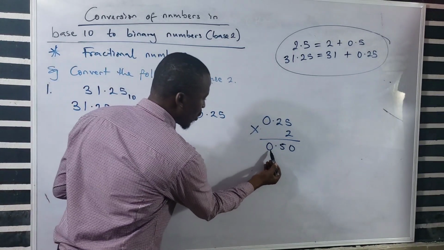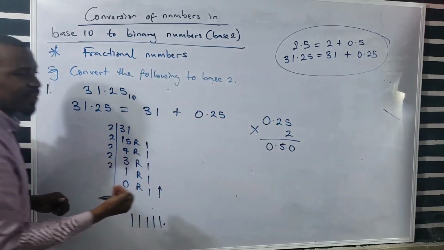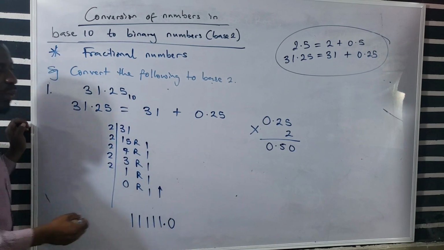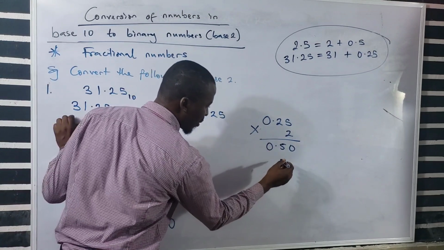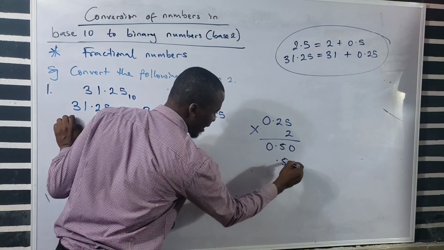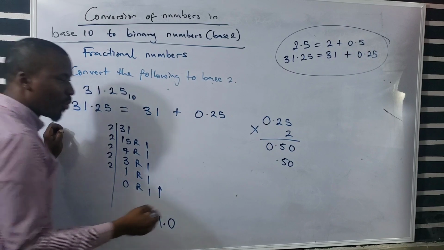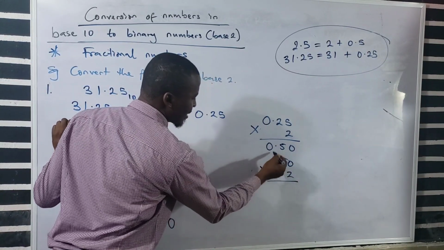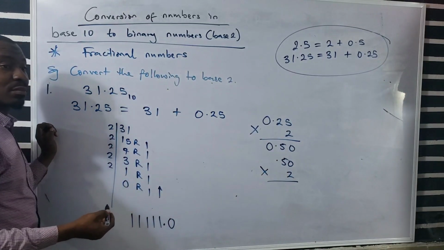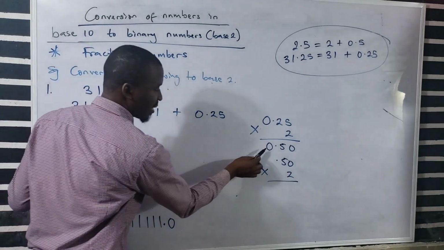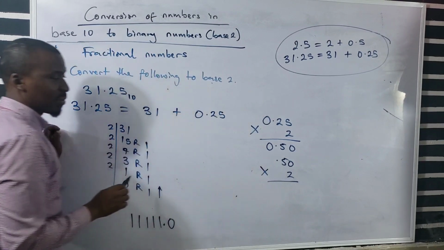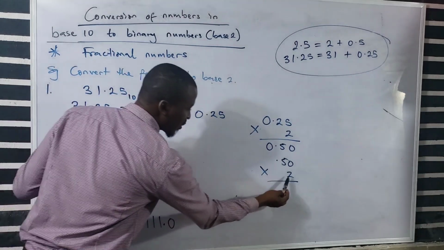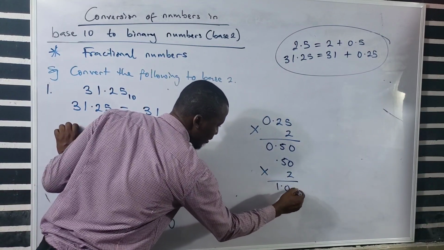Now, what is the whole number here? We take it away, and when you take it away, you add it here. So when you take this whole number away, you are going to have 0.50. You multiply it again by 2. 0.50 is the same thing as 0.50, because this time around, we have it as 0. Sometimes it might not be 0. So when you multiply this one by 2, you have 1.00.